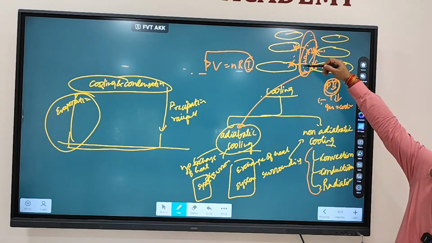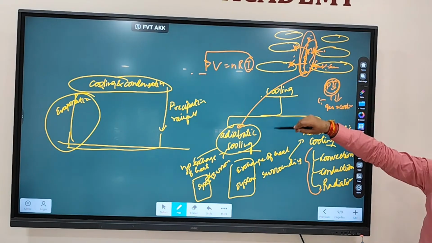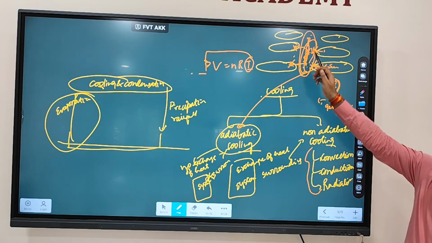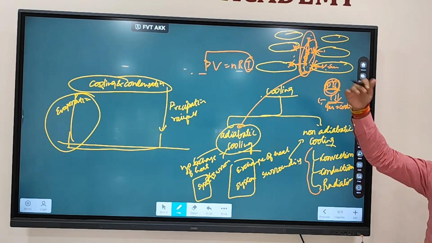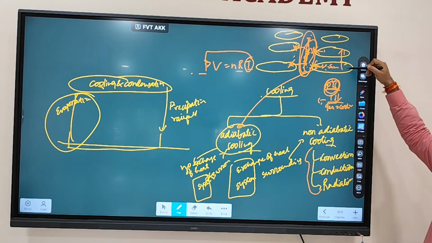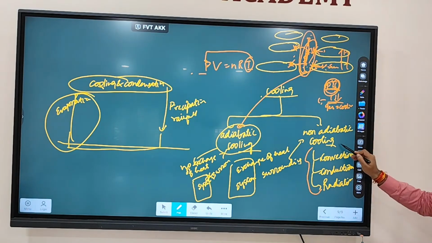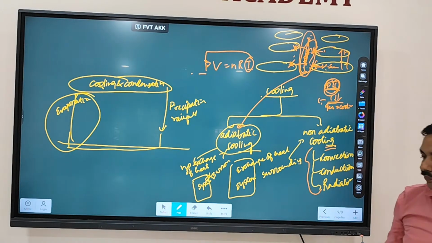Adiabatic lapse rate happens in rising air, because here air is rising and pressure is declining. That's why air is cooling. In non-rising air, you will see the normal lapse rate, that is non-adiabatic cooling. Fine. Any doubt regarding this particular part?